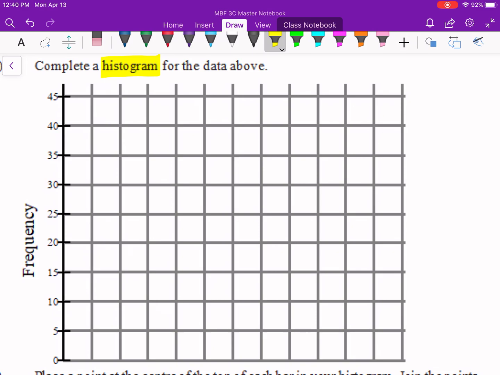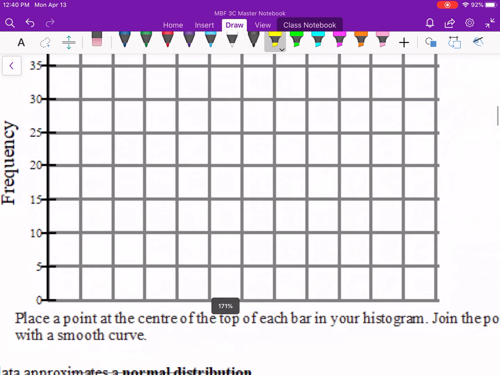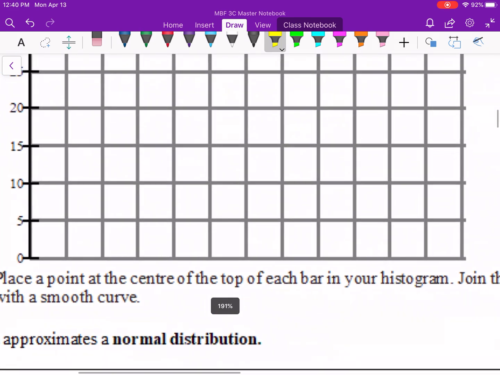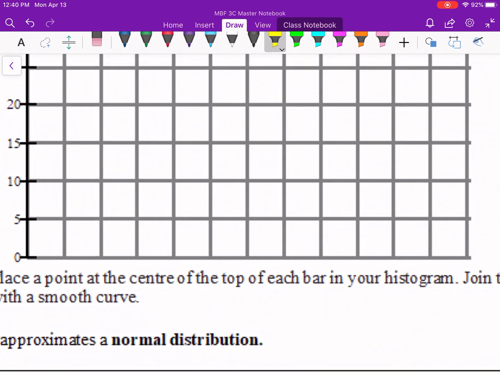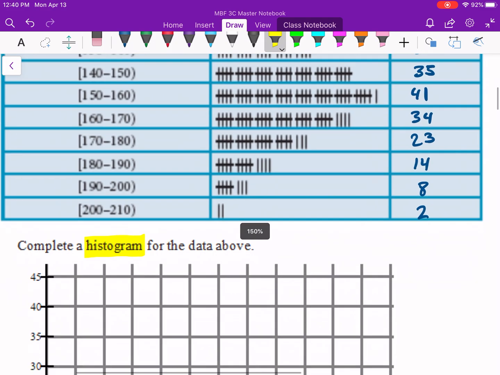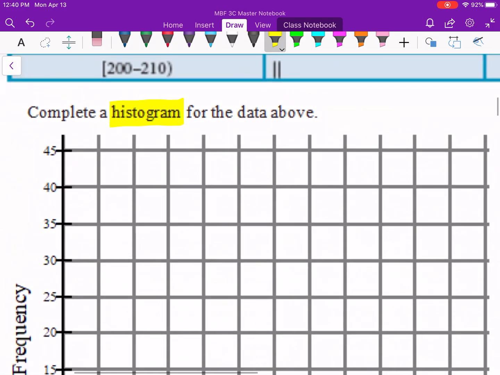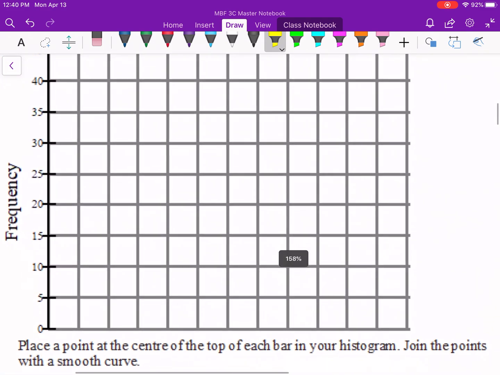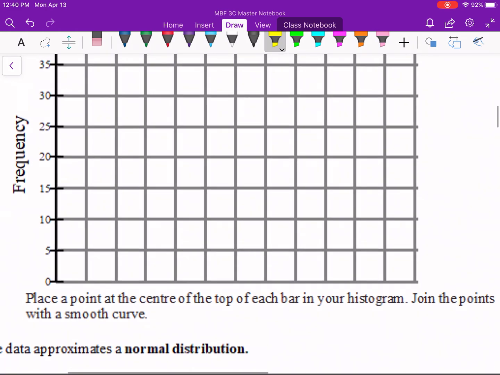Another thing about histograms is we generally just write the numbers on the edges along the bottom of the axis. So in our table, we start at 100 as our lowest height and 210 as our highest height. So we've just got to make sure that we have room to get all this on here. So again, I'll start at 100.